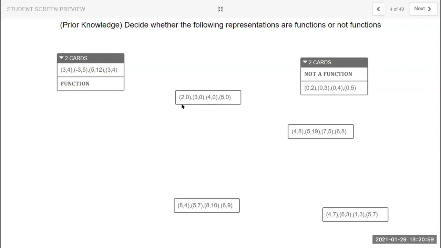So here's another one with a bunch of zeros, but all these zeros are second number zeros. They're in the range. The question is, first number 2, first number is 3, first number is 4, and first number is 5. None of them appear a second time. So yes, 2 is assigned exactly one value in the range, and 3 is assigned only one value in the range, and so on. So this one is a function.